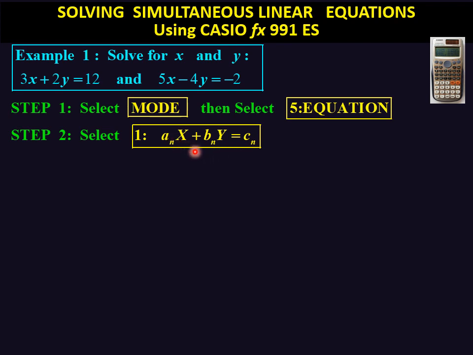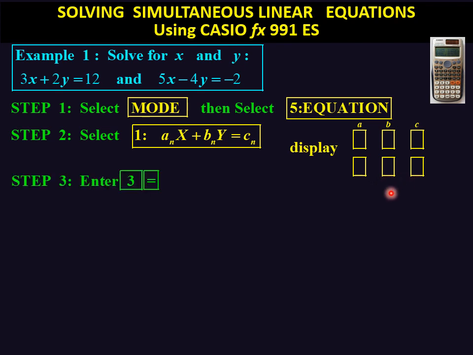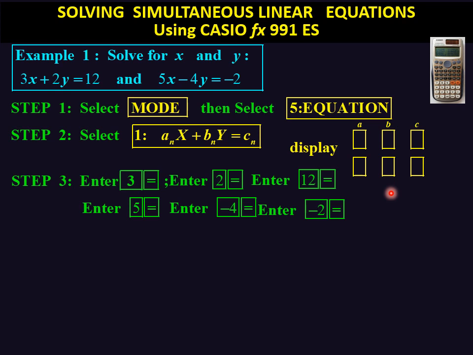You see, it will be something x plus something y equal to a constant, and it can be another one. So this is going to be 2 variables, an x and a y, so you're going to have 2 displays there, right? So there you'll have that display, you'll enter in there. So what are the numbers you're going to use there? 3, 2, and 12. And here 5, don't forget the negative 4 and the negative 2. So exactly the same way, you enter 3 equal, you enter 2 equal, you enter 12 equal. Then you enter 5 equal, you enter negative 4 equal, you enter negative 2 equal. And that will then be populated.